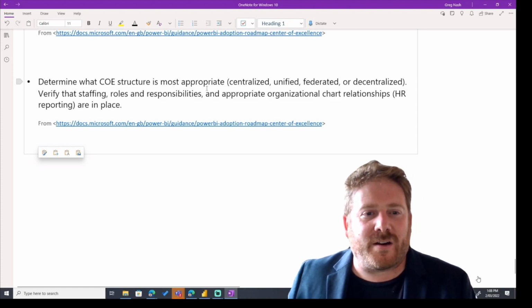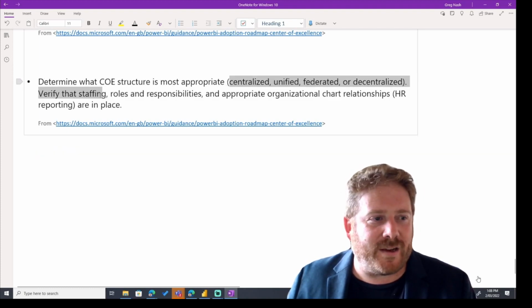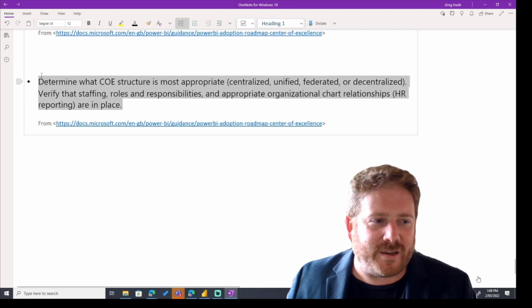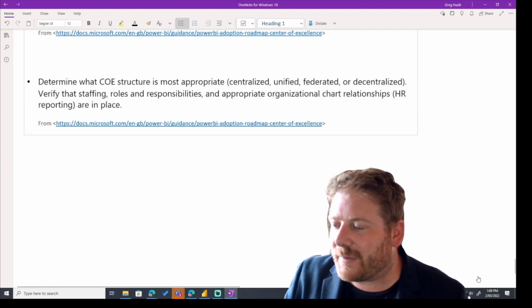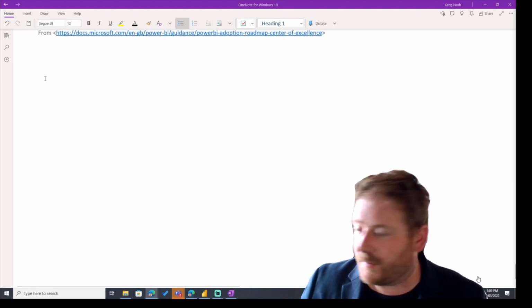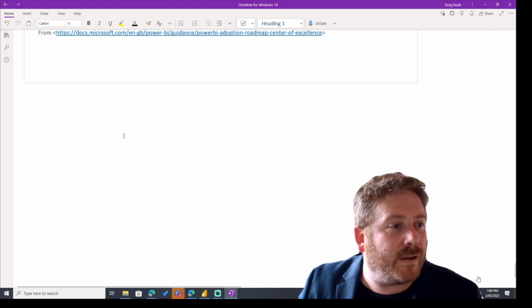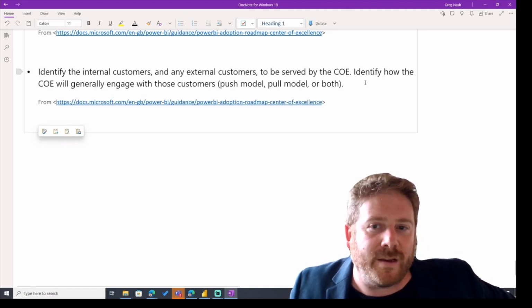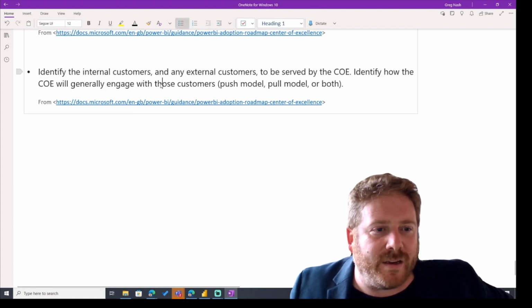Determine what COE structure is most appropriate for your organization, as we just spoke about. Verify that staffing, roles, responsibilities, and appropriate organizational chart relationships are in place. Makes sense. Identify the internal customers and any external customers to be served by the COE. Identify how the COE will generally engage with those customers.